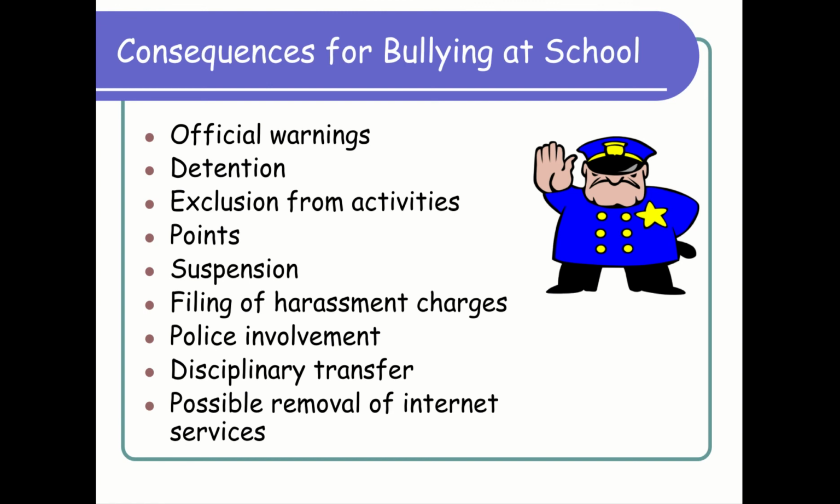So, some consequences for bullying at school could be official warnings, detentions. You could be excluded from activities. Points, like when you're an eighth grader or seventh grader, you have blue points and green points at the end of the year for activities. Suspension, filing of harassment charges.